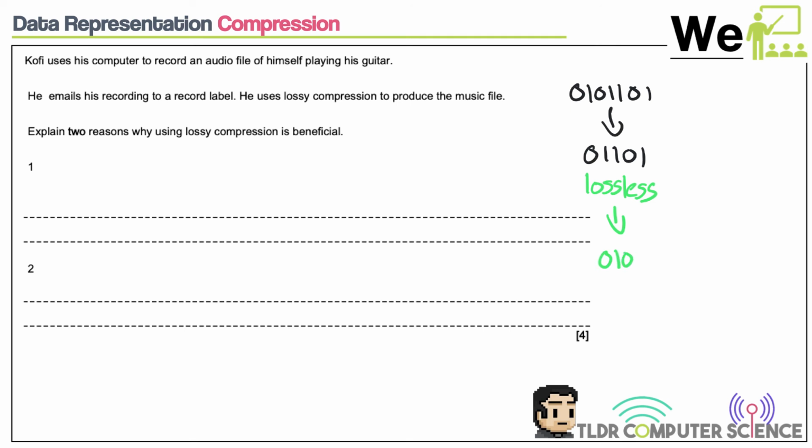So if you started with 0, 1, 1, 1, 0, 1, that's what you'd end up with. With lossy, some data would be lost. So you would actually lose some data. So lossless, if you apply it to text, when you decompress it, you will have the exact match to the original text. If you use lossy compression, some data will be lost permanently.